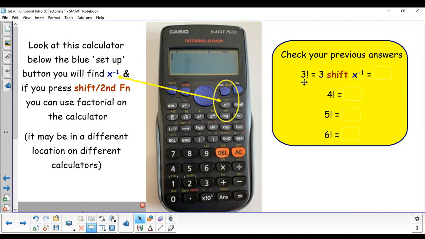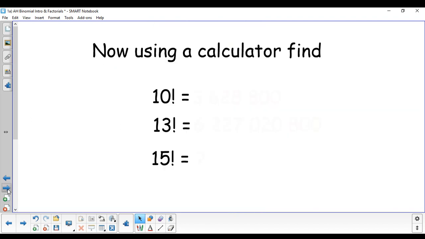So if you have 3 factorial, I'm expecting you to press 3, shift or second function, and then the x to the minus 1, or whatever your button is, and you should get out 6 because 3 times 2 times 1. For factorial, check 4 shift, 5 shift, and 6 factorial. If your calculator isn't working right at this point, stop the video and have a look and try to figure out what's wrong. Okay, let's move on.